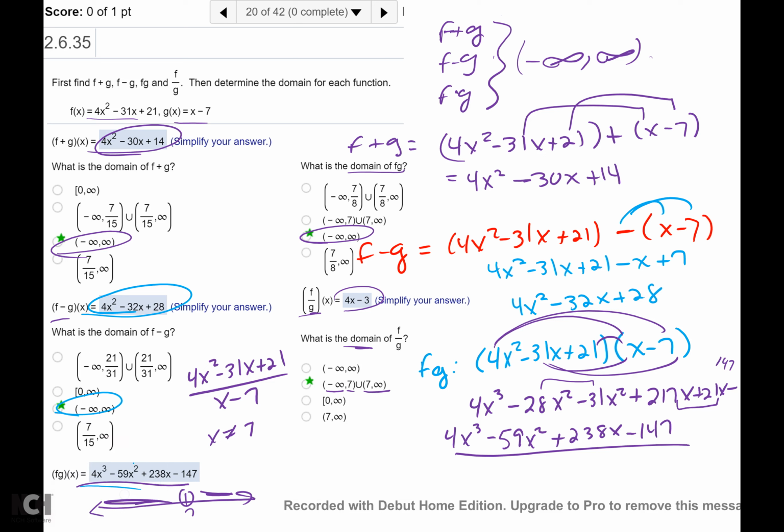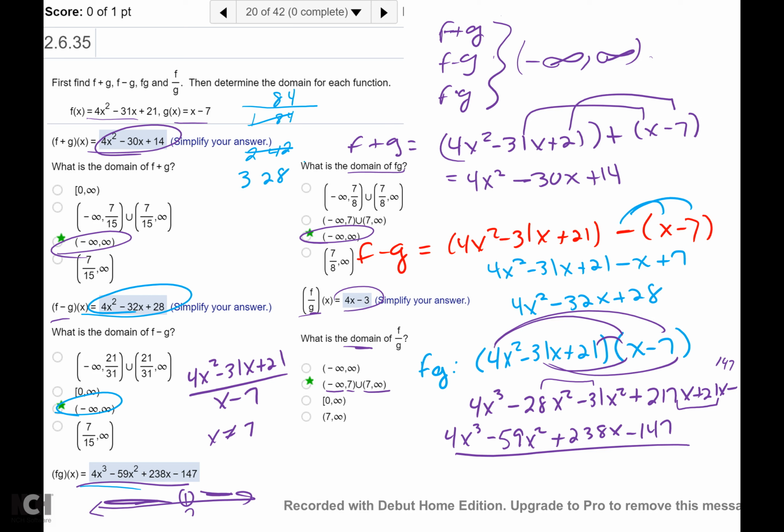If I can't factor anything out, I'm going to do 4 times 21. That's going to give me 84. Factors of 84 that make 31. 4 times 21 is 84. Factors of 84. 1 and 84 are not going to make 31. 2 and 42 are not going to make 31. 3 and 28. 28, 29, 30, 31, that's going to work.